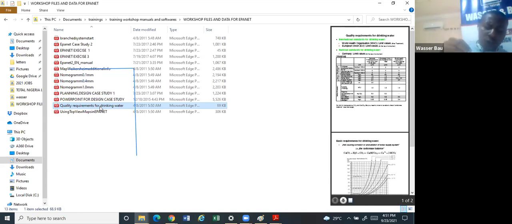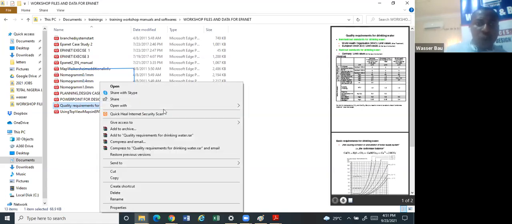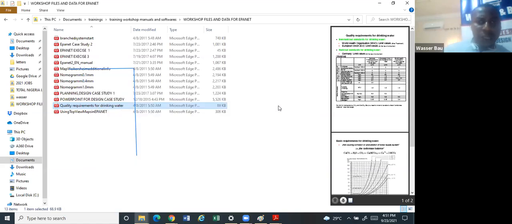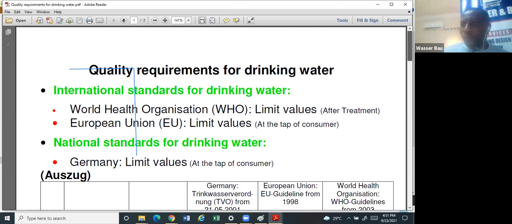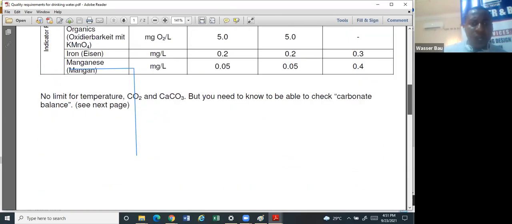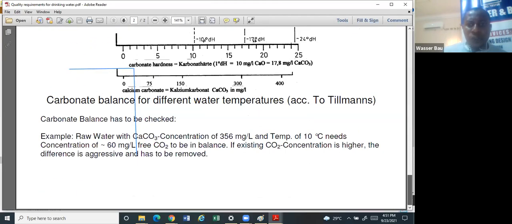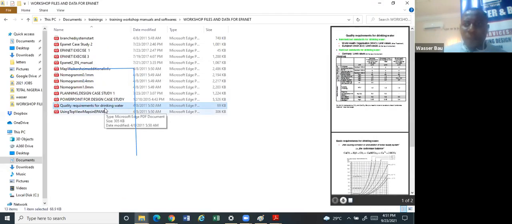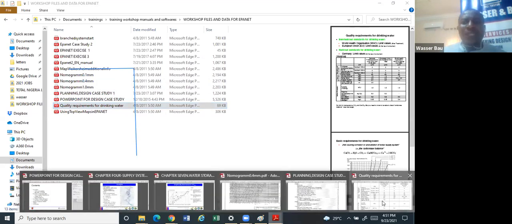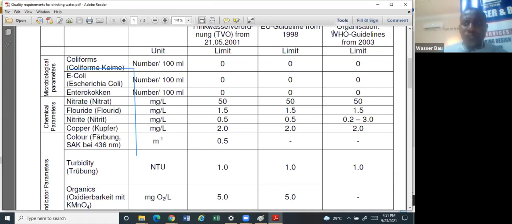We have, let me open it. We have surface water, groundwater, spring water, rainwater, and so on and so forth. So this table will also give you an idea of the quality limits of the treatment you're going to apply. After treating your water, what are the limiting factors you need to realize?